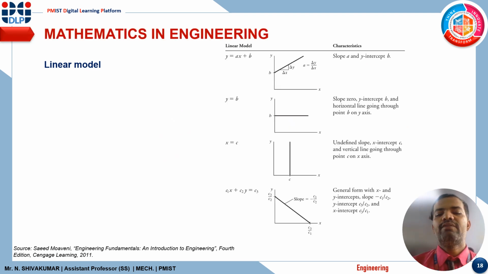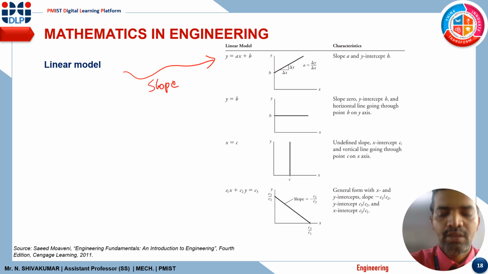Yesterday we discussed different ways to linear model a problem. There are certain problems that can be modeled as a linear mathematical equation. There are different ways of expressing it. The first one is y = mx + c, which is the slope intercept form.